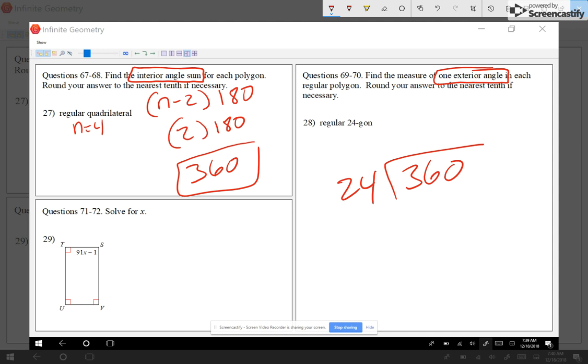According to my calculator, I get 15. If I had a decimal, round it to the nearest 10, one decimal place.